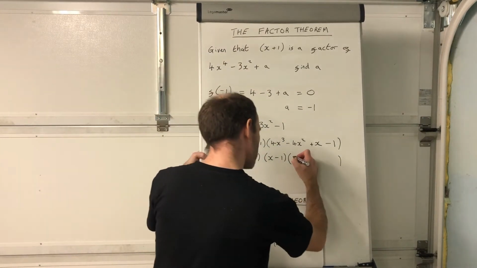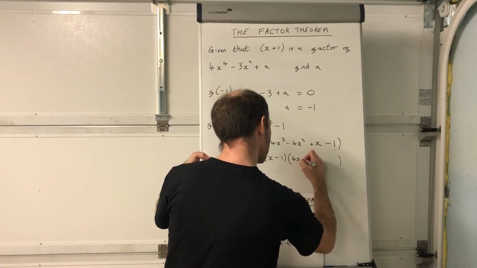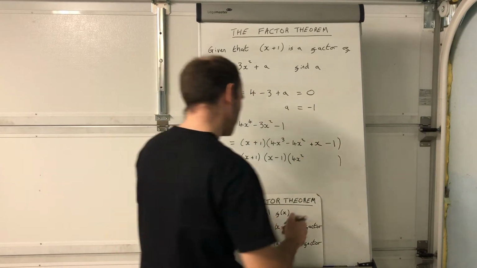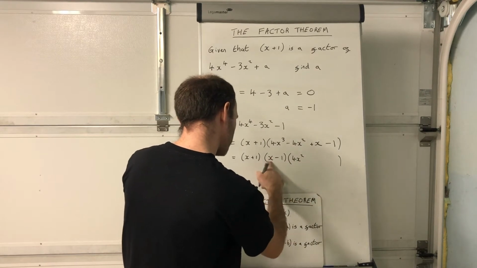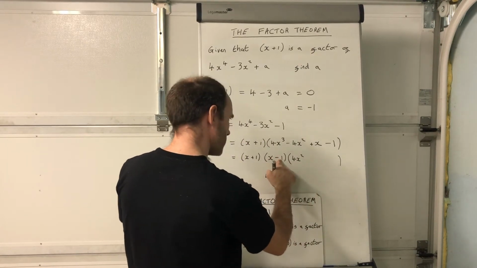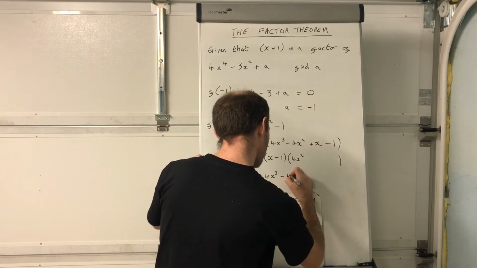So I know the first term here has got to be 4x squared. Mute it if I'm disturbing you while you're doing your work, okay? And so x times 4x squared gives me 4x cubed, and then the one time, negative 1 times negative 4x squared.